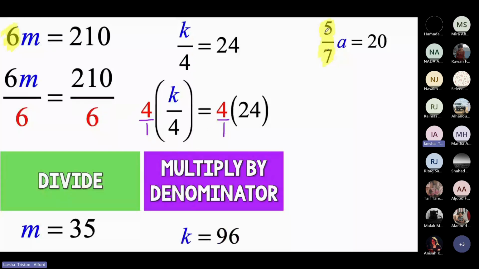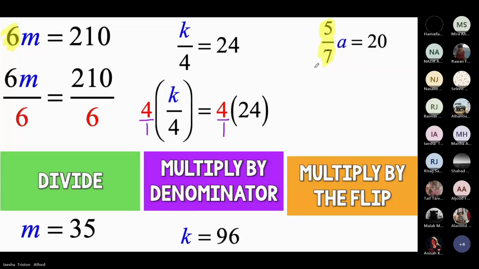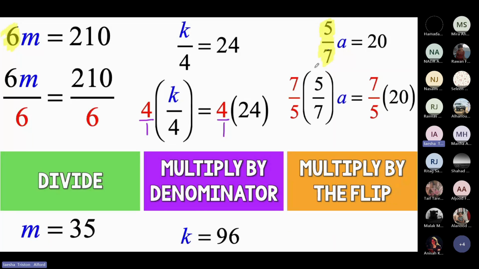The last one, you have a fraction here. How are you going to make your answer? Multiply by the flip, both sides. Everybody understand the 3? Okay, so you have to know what to do for all 3. One, you have to divide. One, you multiply by the number that is down. We call it the denominator. Or you multiply by the reciprocal, the flipped fraction.